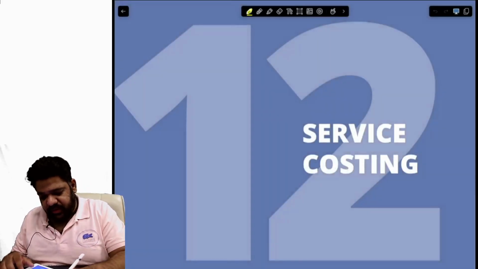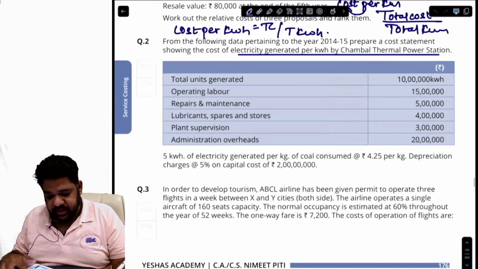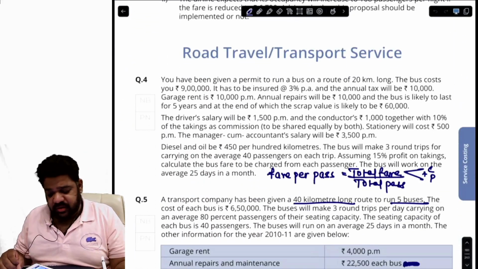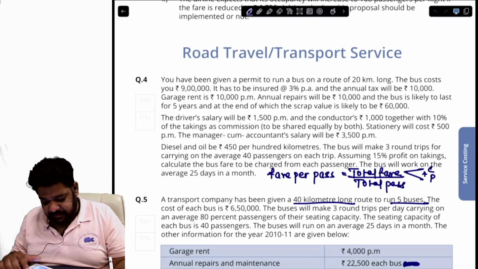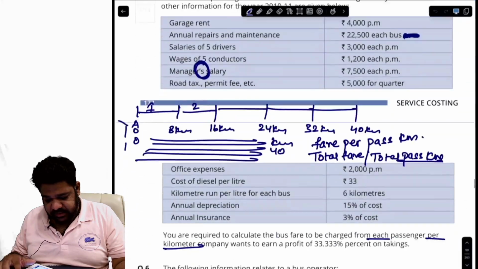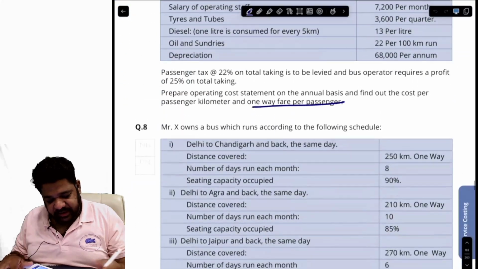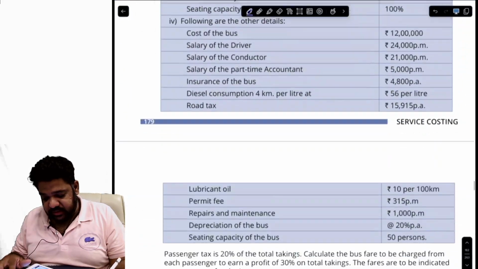Now, in terms of important questions, I don't find the first three questions worth doing one day before the exam. But I think you can do question number eight. That's a decent one.